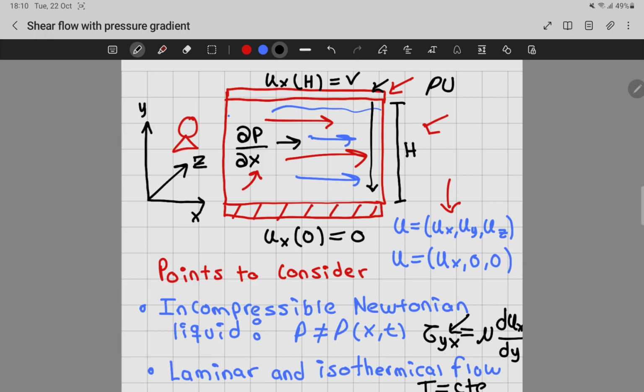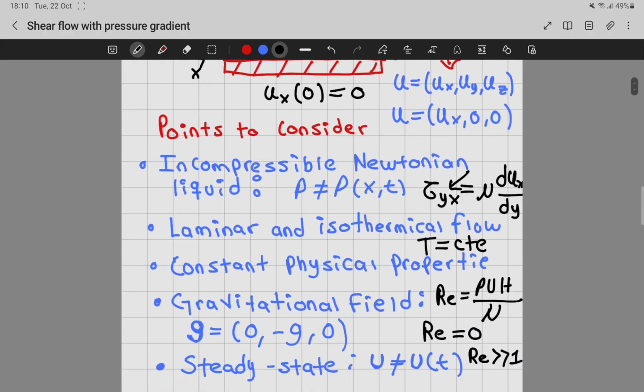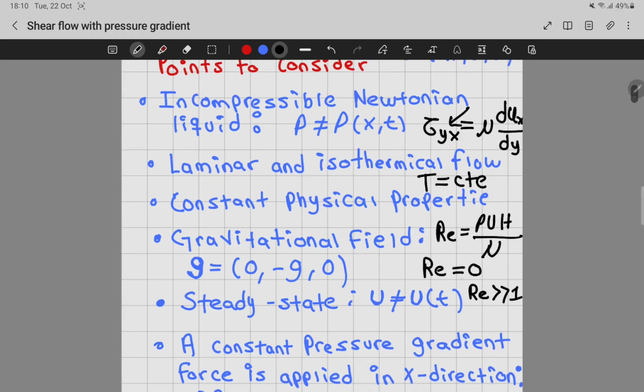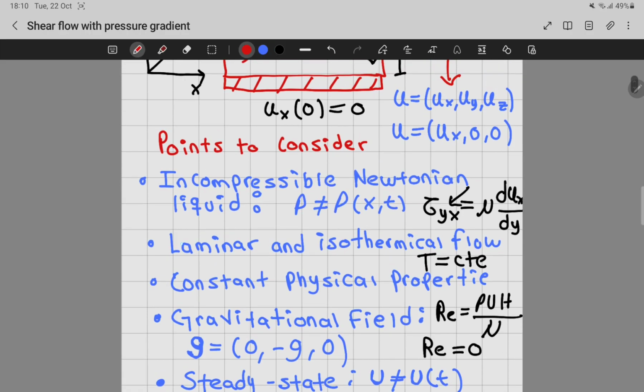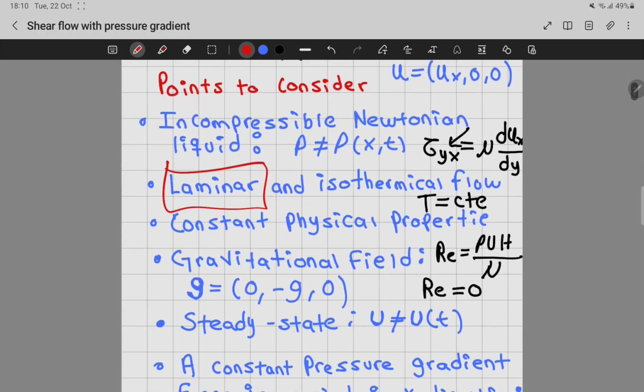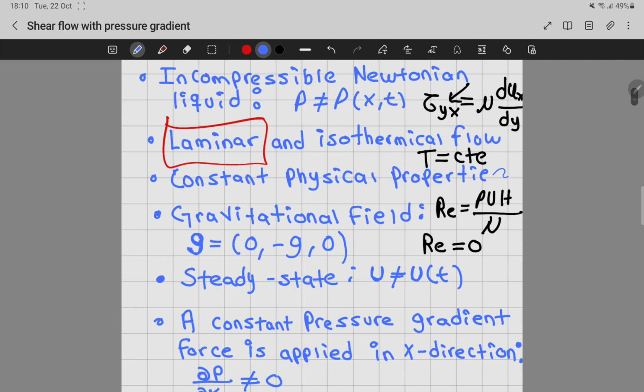The movement of the layers of fluids, or the fluid particles, will be unpredictable. So this is not the case. We will be focusing on when the Reynolds number is small. So that means low values of velocity, small channels, or high values of viscosity. So laminar, so this will simplify the solution of the problem. We also assume constant physical properties, so that means that the viscosity and the density will be constant.